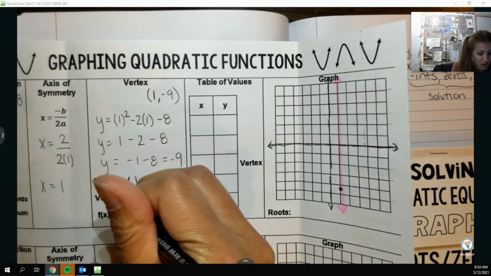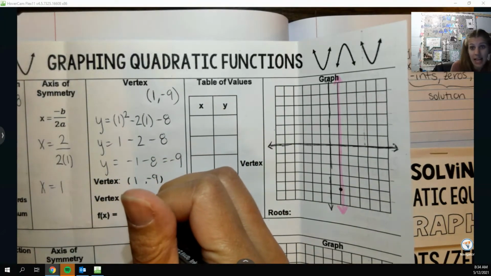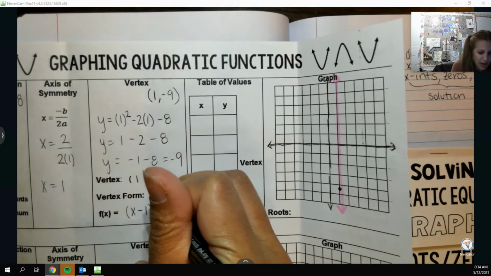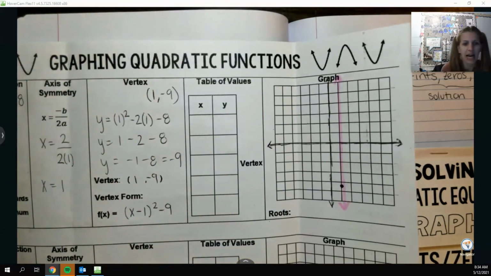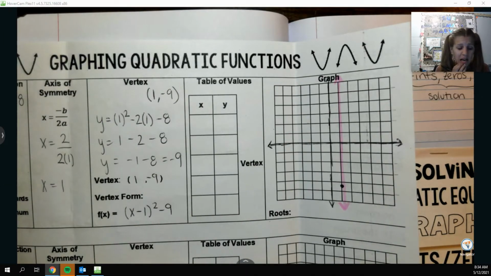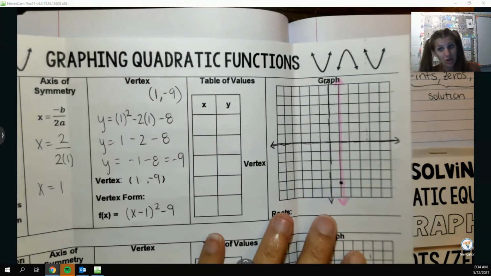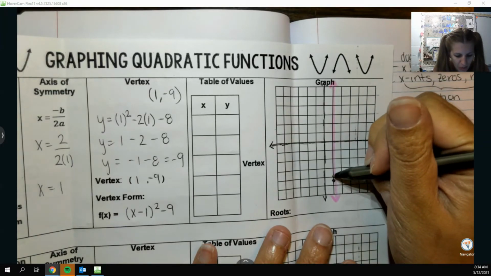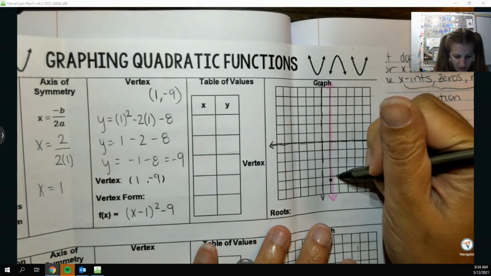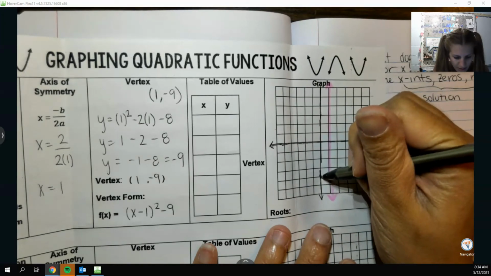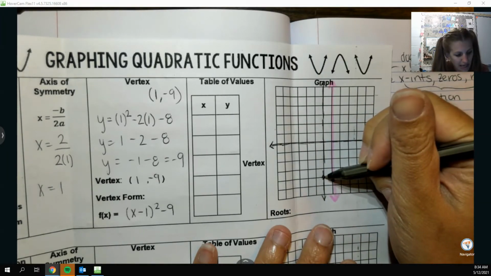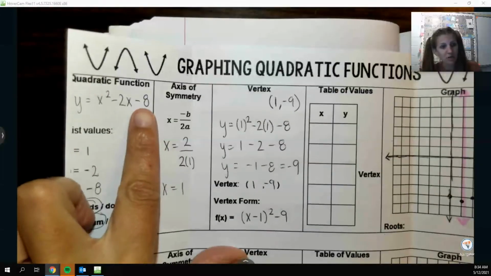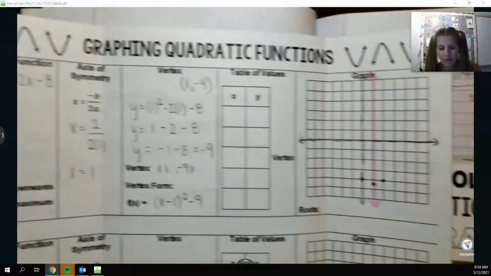So I could write my equation in vertex form because I know that the a value is 1. I'd have parenthesis x minus 1 squared minus 9. We could make a table of values, but I'm super not into it. So from here, I'm going to just do that slope of up 1 over 1 on both sides, which helps me to see that my y-intercept is negative 8, which I kind of already knew because standard form shows me that y-intercept of negative 8.